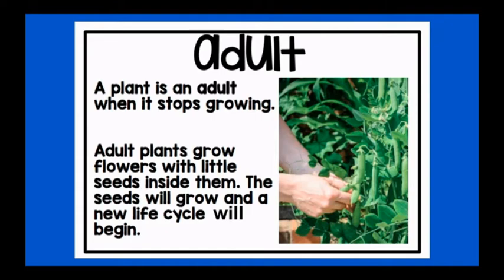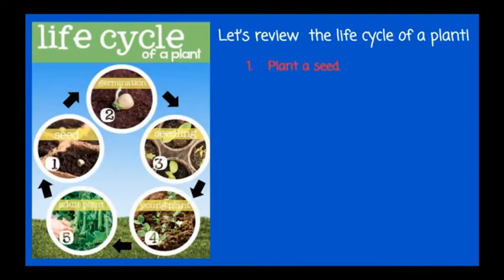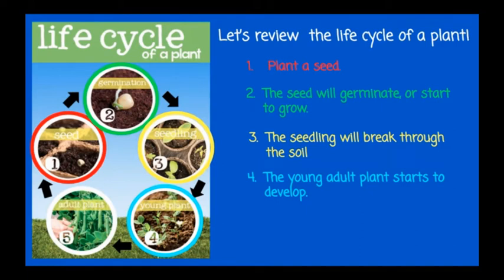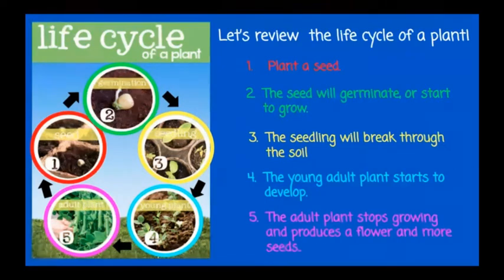Let's review the life cycle of a plant. First, the plant starts as a seed. The seed will germinate or start to grow. The seedling will break through the soil. The young adult plant starts to develop. The adult plant stops growing and produces a flower and more seeds.